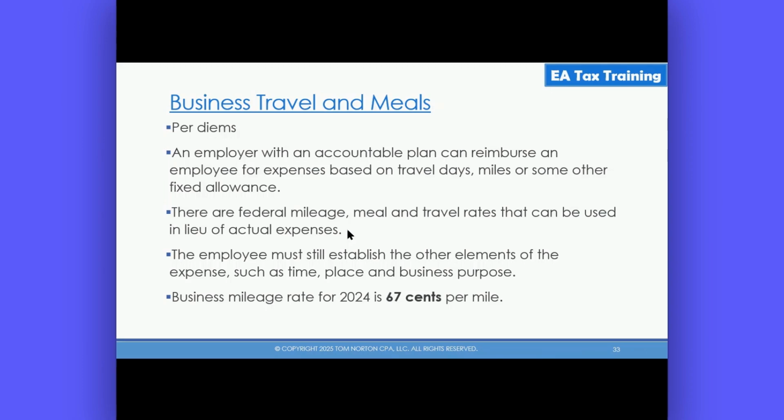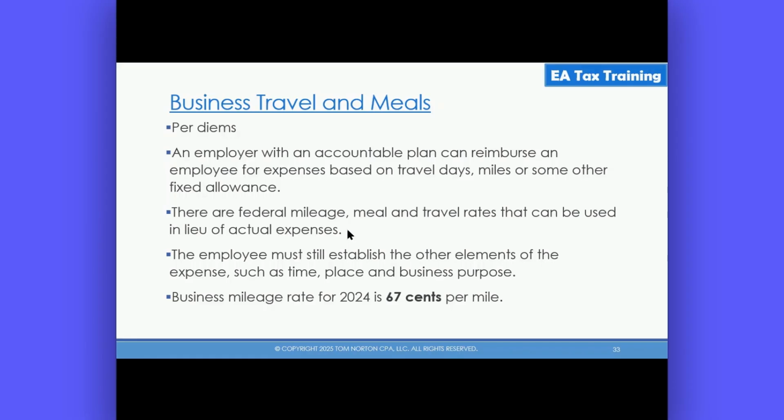And as you'll recall, for lodging purposes, self-employed people cannot use the per diem rate. Self-employed people can use the per diem rates for meals, but not for lodging. But employers can use the per diem rates for both lodging and meals.